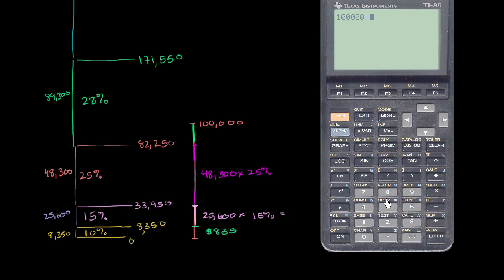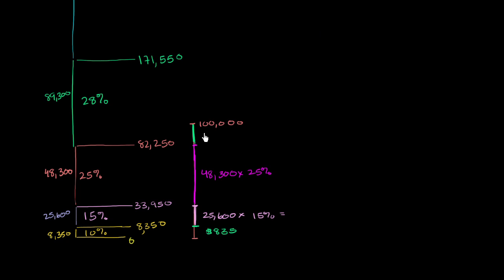$100,000 minus $82,250 is $17,750. So it is $17,750 times 28%. And now I could use the calculator to calculate all of these.